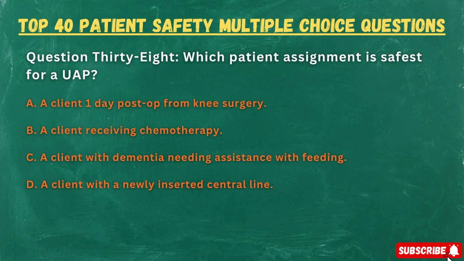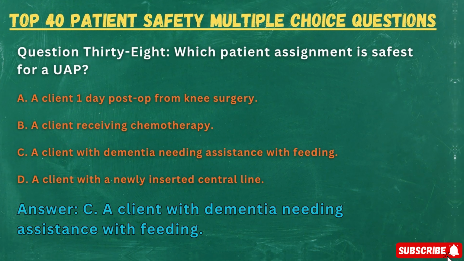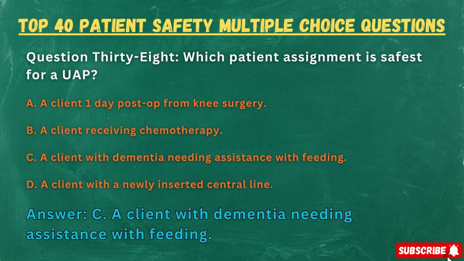Question 38. Which patient assignment is safest for a UAP? A. A client 1 day post-op from knee surgery. B. A client receiving chemotherapy. C. A client with dementia needing assistance with feeding. D. A client with a newly inserted central line. Answer: C. A client with dementia needing assistance with feeding.